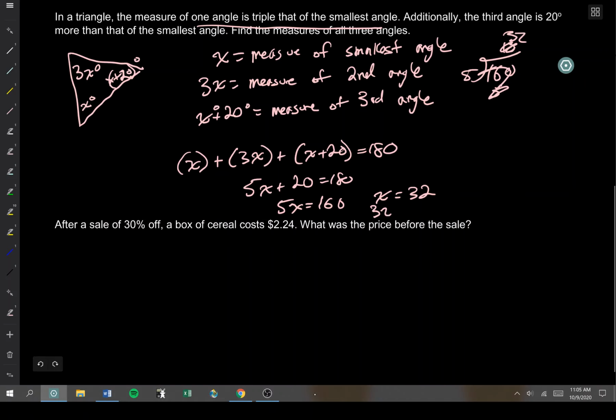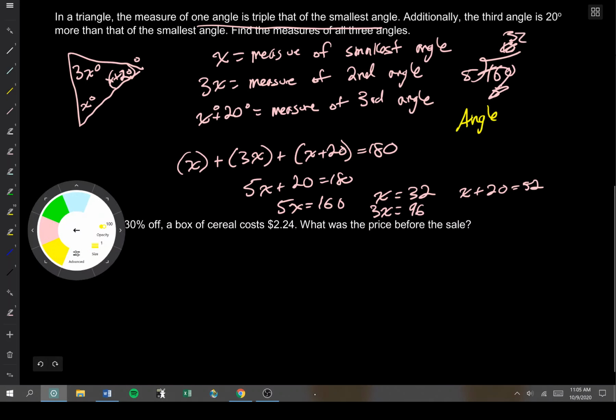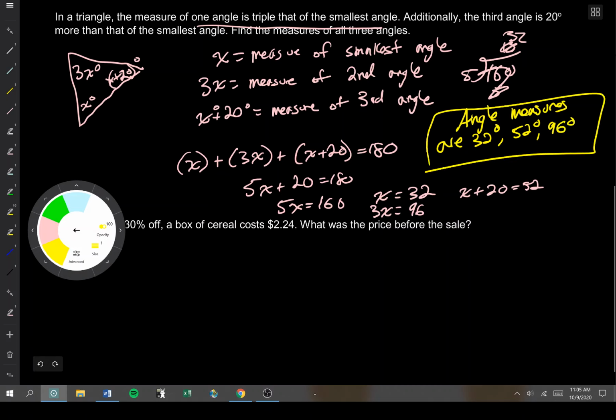So then my next, I know I have a 96, and I know that I have a 52. So my angle measures are 32, 52, and 96. 32 plus 52 plus 96 is 180. This one is triple this one, and this one is 20 more than this one, so I satisfy all the requirements. Those are my angle measures.